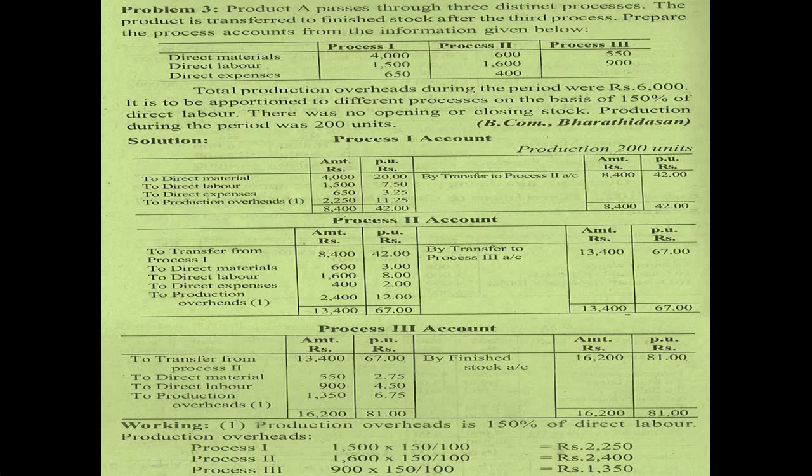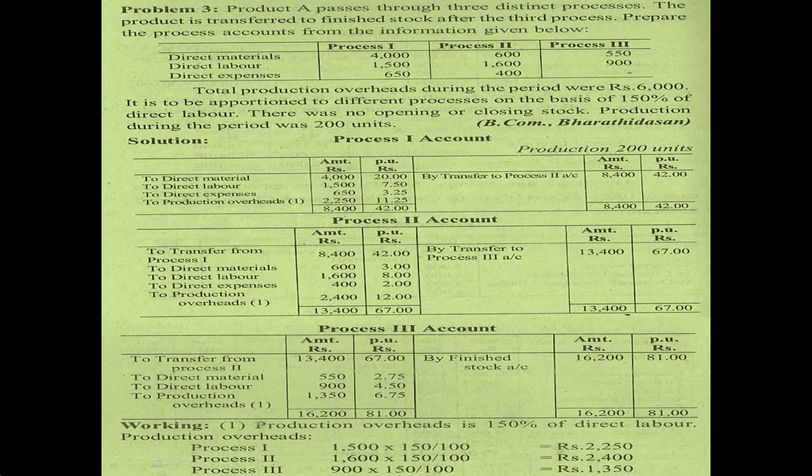So we can prepare the process 1 account now. Direct material is 4,000 divided by 200 units, it comes to 20 per unit. Direct labor, 1,500 divided by 200 units, is 7.50. Direct expenses, 650 divided by 200, 3.25. Then production overheads, 6,000, have to be apportioned on the basis of 150% of direct labor. So 150% of direct labor comes to 2,250, divided by 200 units, it comes to 11.25. You add the debit side and transfer the amount to the credit side by transfer to process 2 account.